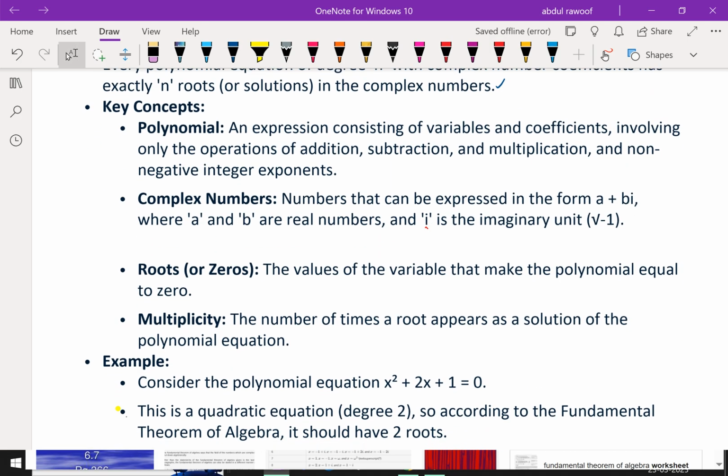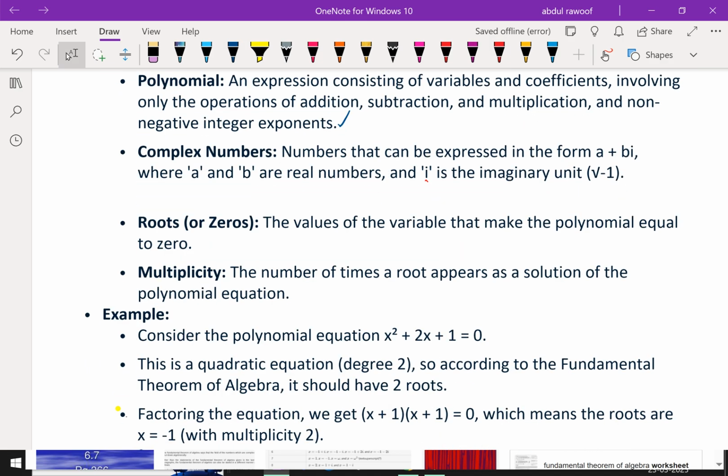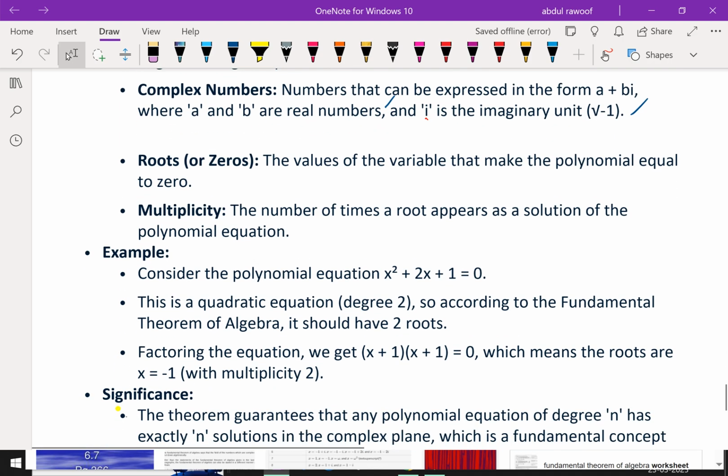Key concepts: Polynomial, an expression consisting of variables and coefficients involving only the operations of addition, subtraction and multiplication on non-negative integer exponents. Complex numbers, numbers that can be expressed in the form a plus bi, where a and b are real numbers and i is the imaginary unit, that means square root of -1. Roots or zeros, the values of the variable that make the polynomial equal to 0. Multiplicity, the number of times a root appears as a solution of the polynomial equation.